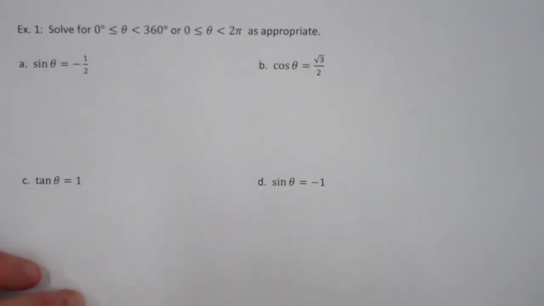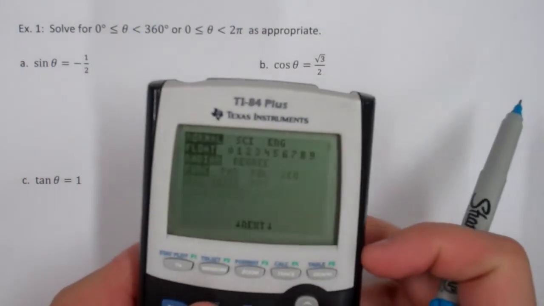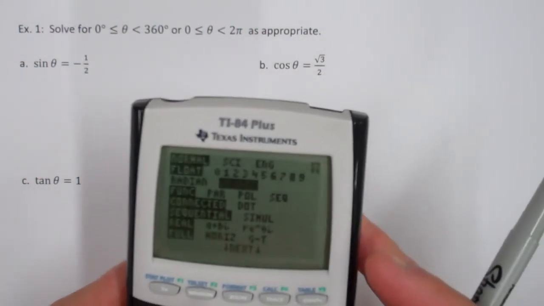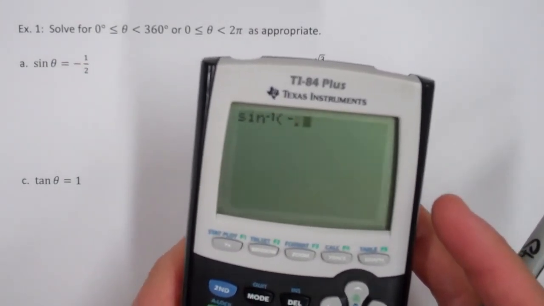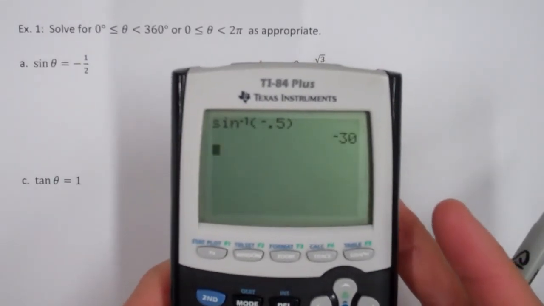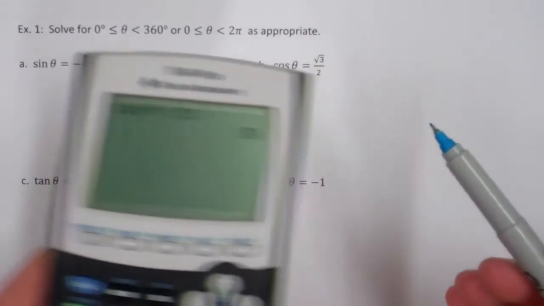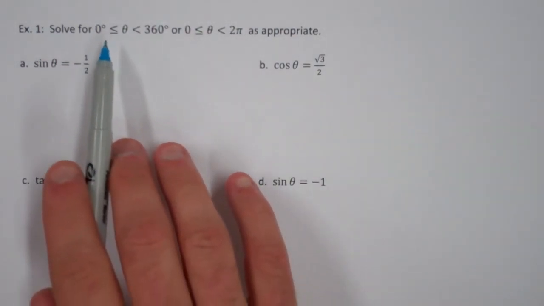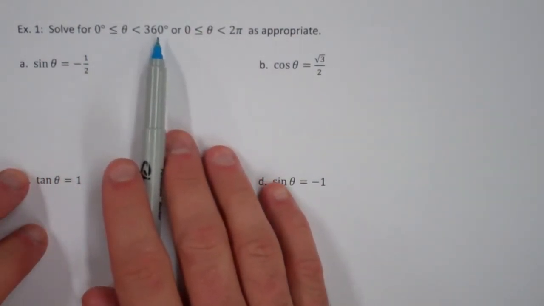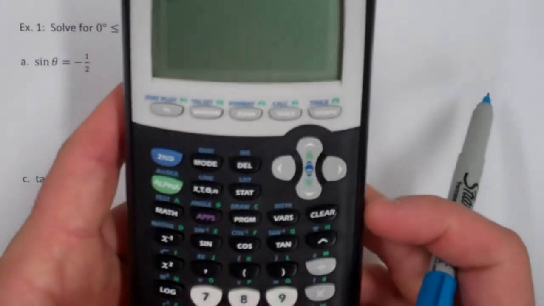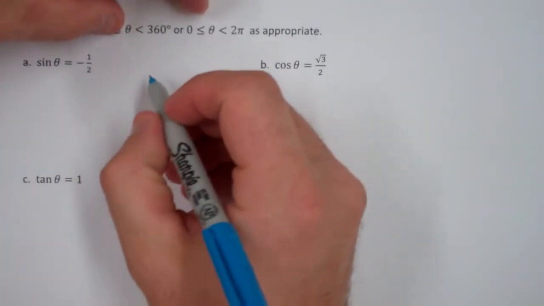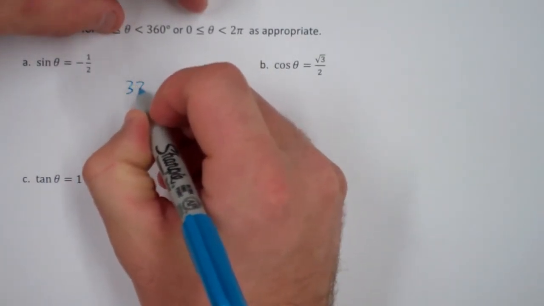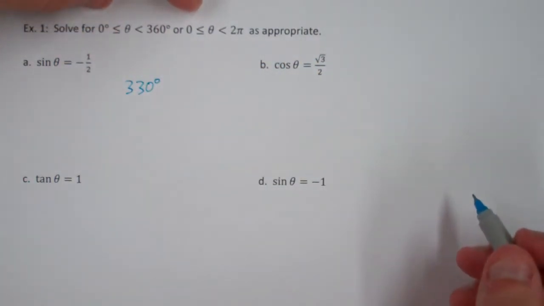You could easily type this in your calculator, and your calculator is going to spit out a value. Let's make sure we're in degree mode. And then we'll do the inverse sine of negative 1/2 or 0.5 and hit enter. We're given negative 30. Negative 30 here does not work in this domain for the values of theta, so we could just add 360 and that'll give us another one. So that's 330 degrees.